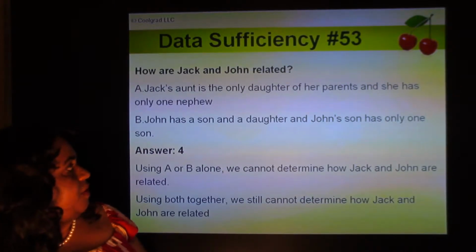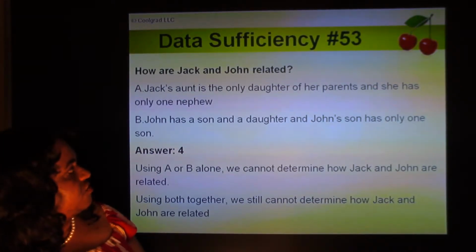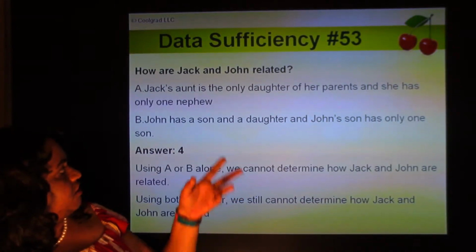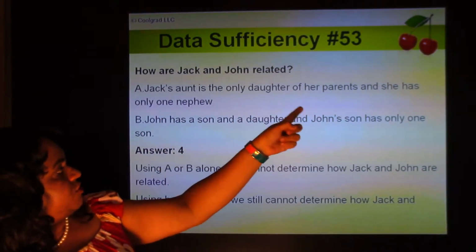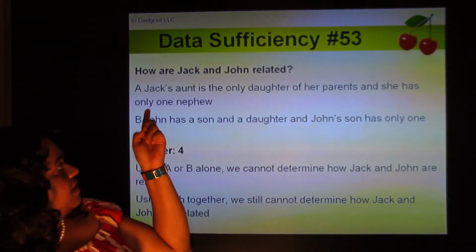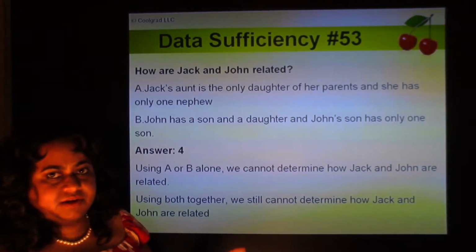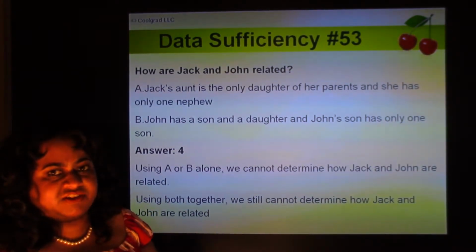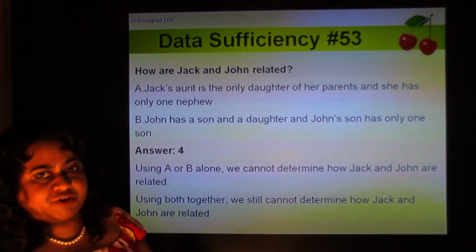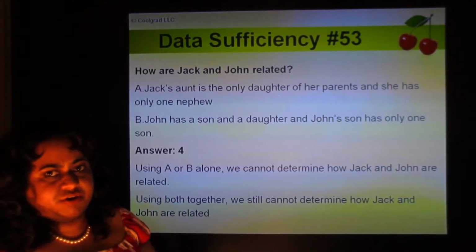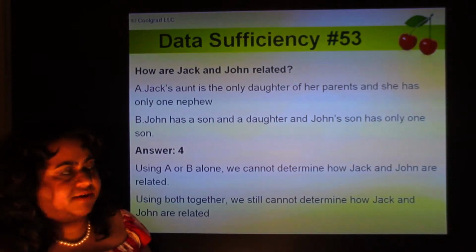So basically, she's probably a step aunt or something. Oh no, she's an aunt. She's the only daughter of her parents. So Jack's aunt is the only daughter, so she cannot be the mother's sister, right? Because then she would have a sister and the parents would have at least 2 daughters. So Jack's aunt can only be a paternal aunt. She is the father's sister. That's the only possibility, right?